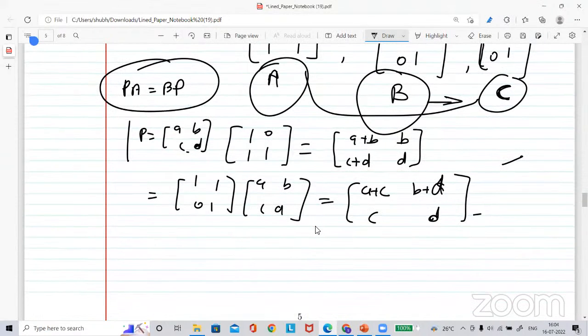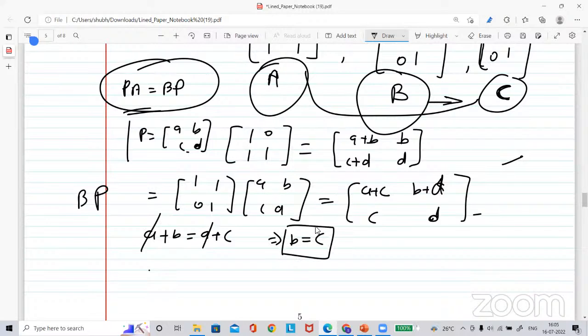Now these two are equal. That is, A plus B equals A plus C. A can cancel here, which means you get B equal to C. So you have one condition. Now B plus D equals B. That means you have D equal to 0.